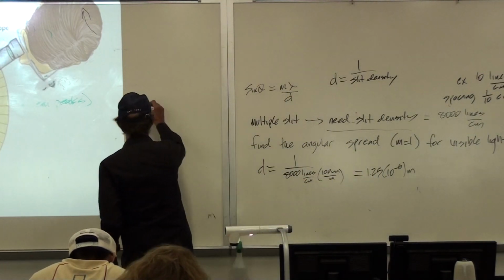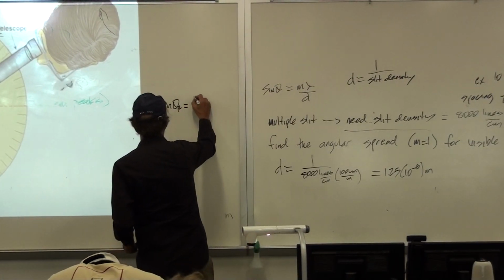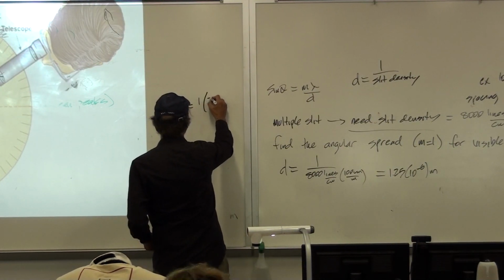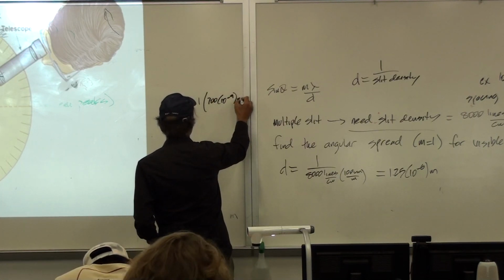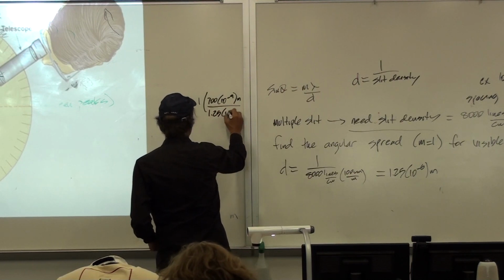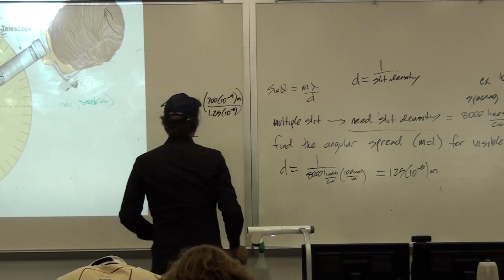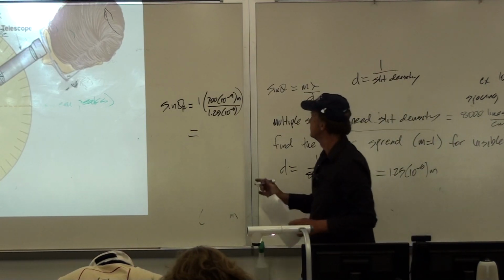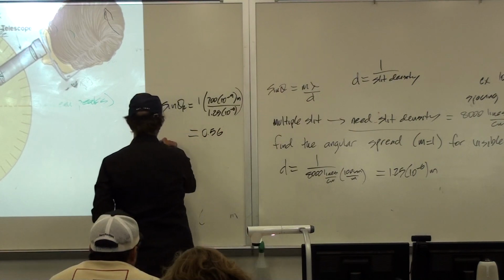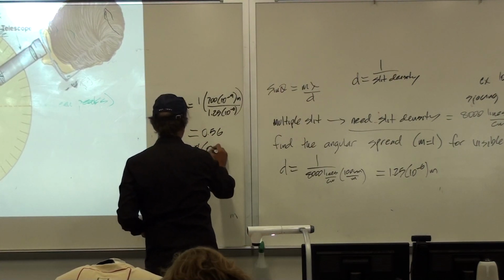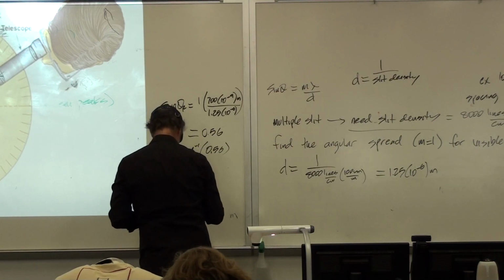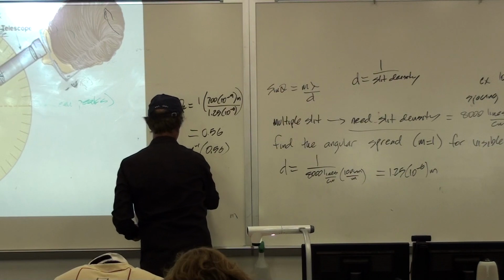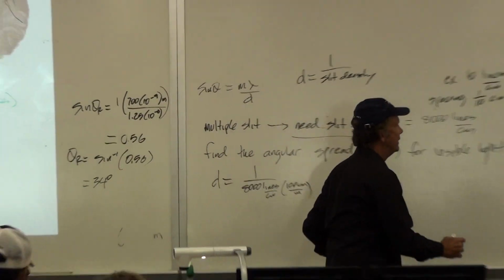So to do this for visible light, we could say the sine of theta red is equal to 1, because we're looking at the m=1 interference peak, times lambda. Lambda for red is 700 times 10 to the -9 meters divided by d, which is 1.25 times 10 to the -6. And so that gives us, for red light, 0.56. So theta red would be the inverse sine of 0.56, and that ends up being 34 degrees. So for red light, this is going to be 34.